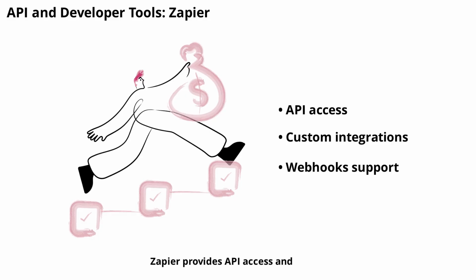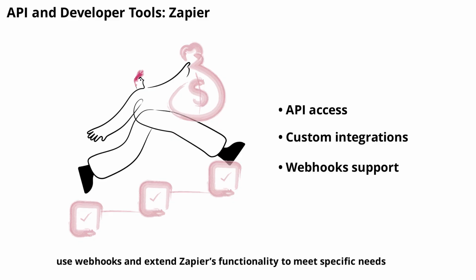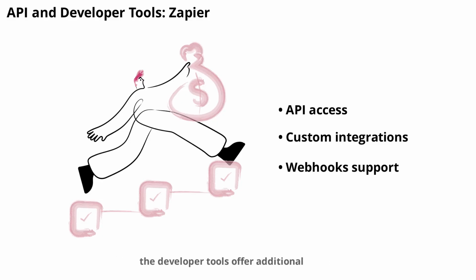Zapier provides API access and developer tools for building custom integrations. Finance teams with technical expertise can create private apps, use webhooks, and extend Zapier's functionality to meet specific needs. While most users rely on pre-built integrations, the developer tools offer additional flexibility for advanced automation projects.